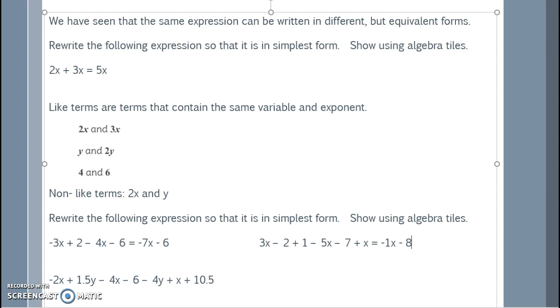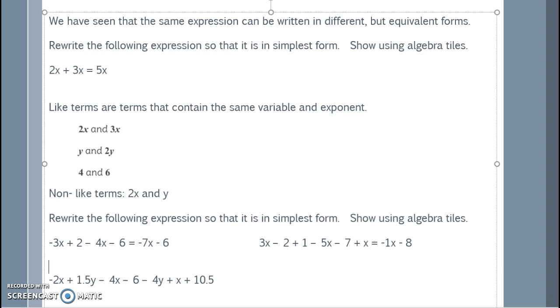Now this next one here, negative 2x plus 1 and 5/10 y minus 4x minus 6 minus 4y plus x plus 10 and 5/10. We have some decimals, and that's kind of where the algebra tiles start failing us. We don't have decimal forms of them.